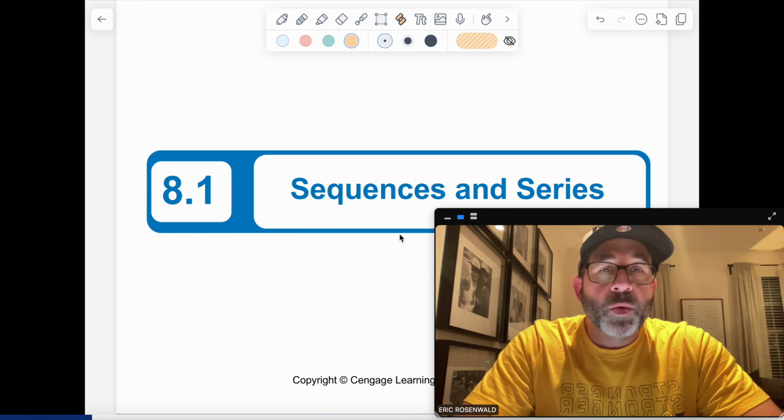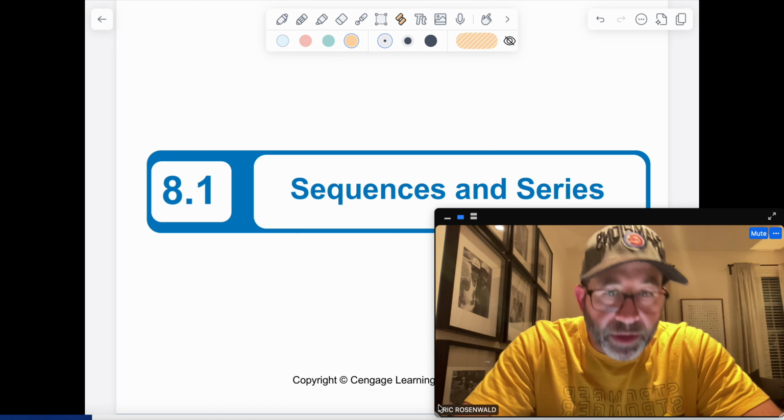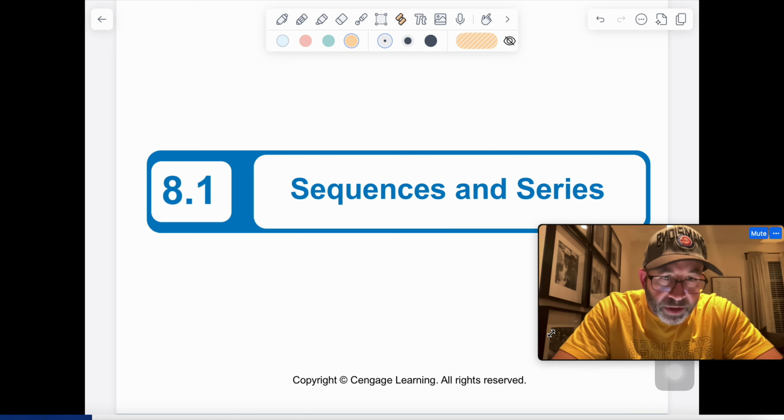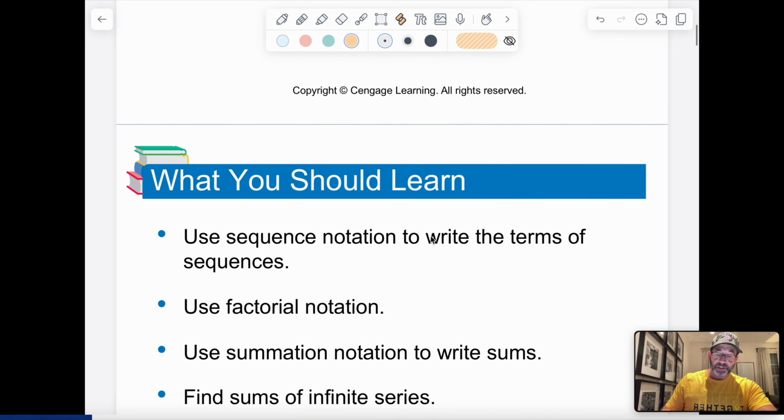All right, so we are starting off first with just basic sequence and series properties and the rules of them and everything that kind of goes into it. Let me see if I can shrink this down here. All right, so sequences of series.